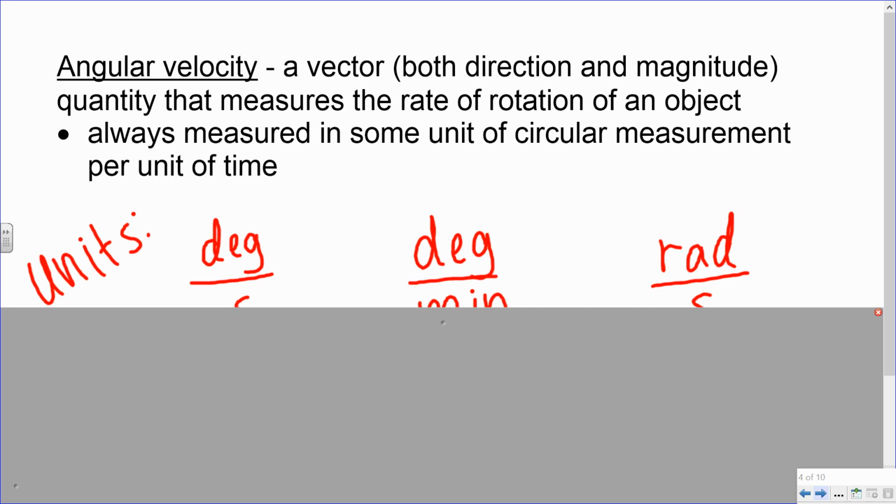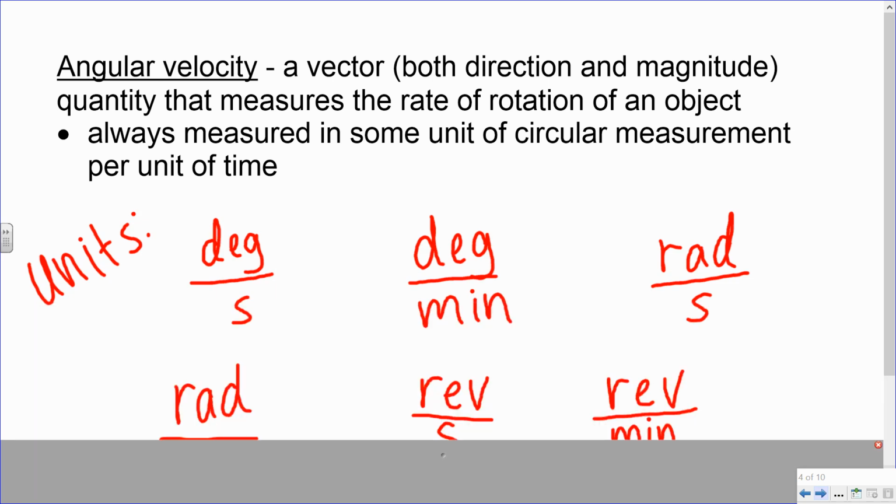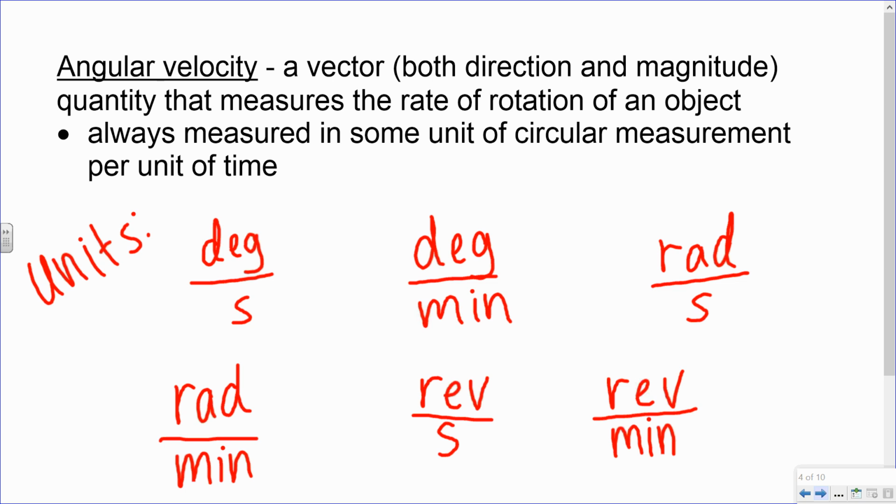The numerator will always be degrees, radians, or revolutions, or rotations, because those are synonyms. Over some unit of time, these are just examples. If we start talking about planets and their orbit around the sun, we may be talking about revolutions per year, or something like that. So any unit of time in the denominator, but some way of measuring how far it turns, how far it spins in the numerator.